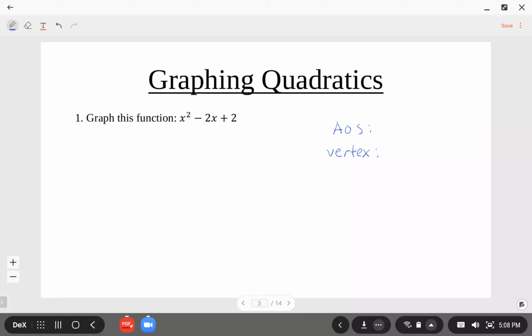And for those who are just joining us today, the AOS is the axis of symmetry, and if you don't know this stuff, don't worry about that. I'll walk you through this problem.